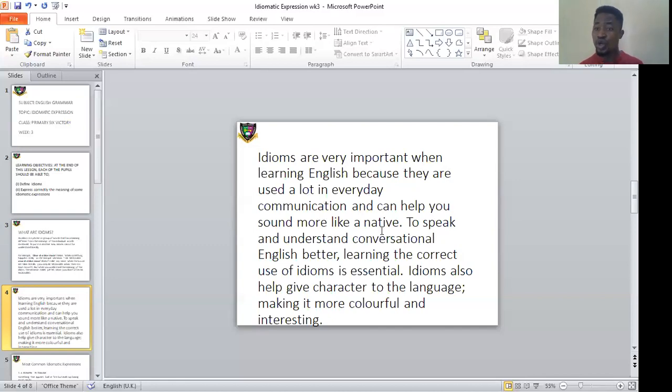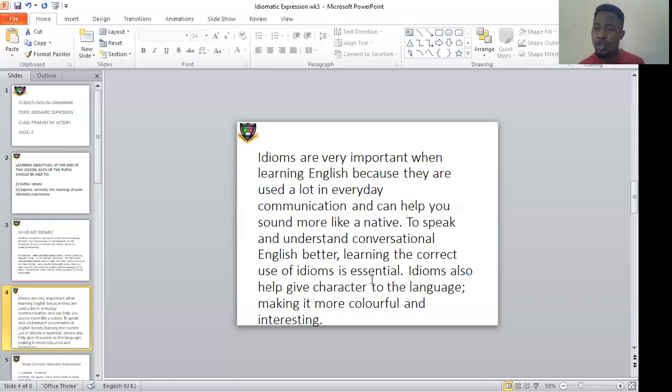Now, if you use the English language and you are rich in the use of idioms or idiomatic expressions, you will speak like a native, like someone who really understands some basic proverbs, who really understands the native use of language. All right. So it makes you sound like a native.